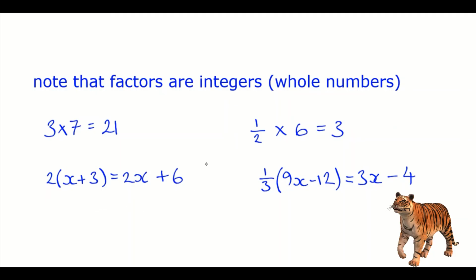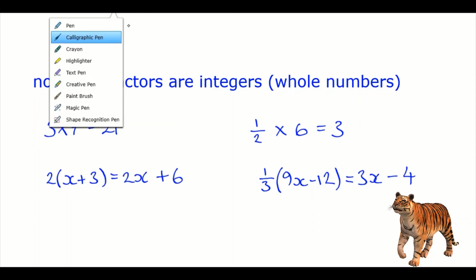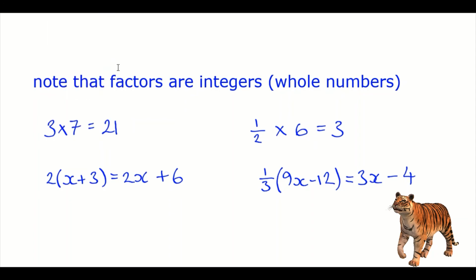One last quick thing, just to point out that factors are integers, so factors are whole numbers. Now that means that when we might have said before, because 3 times 7 is 21, 3 is a factor of 21, and 7 is a factor of 21. Well, you could say a half times 6 is 3, which is true, but that doesn't mean that half is a factor of 3 or 6 is a factor of 3.